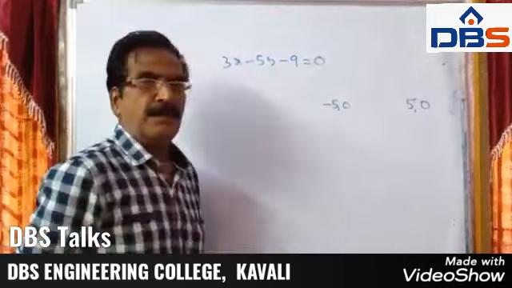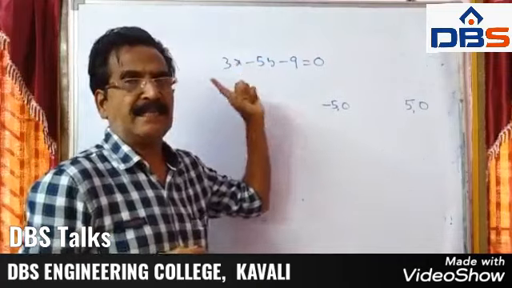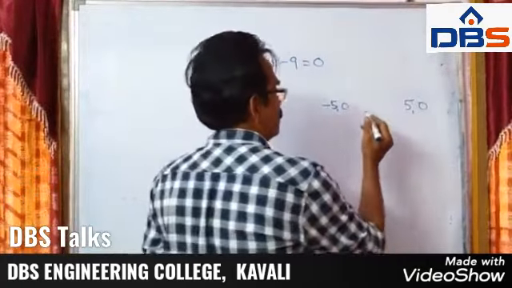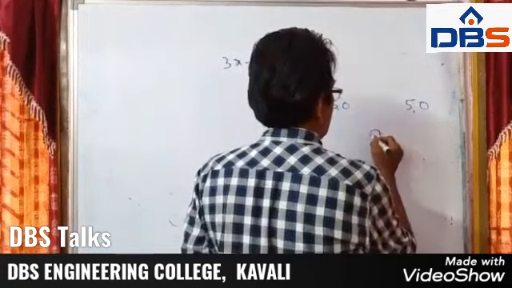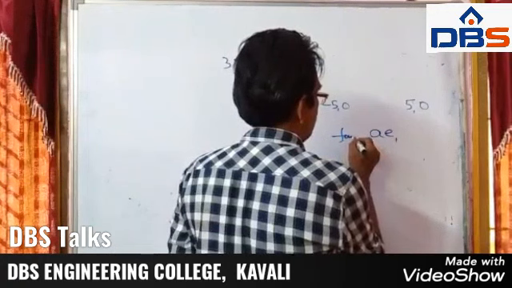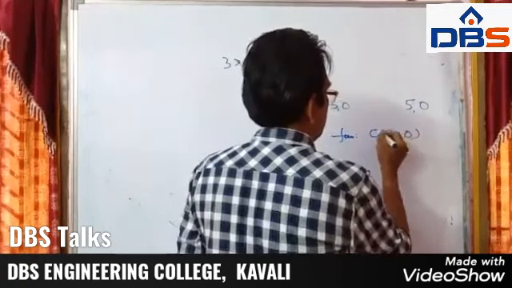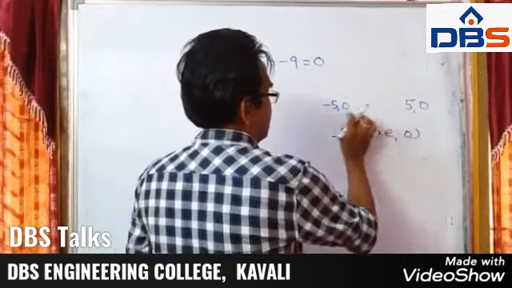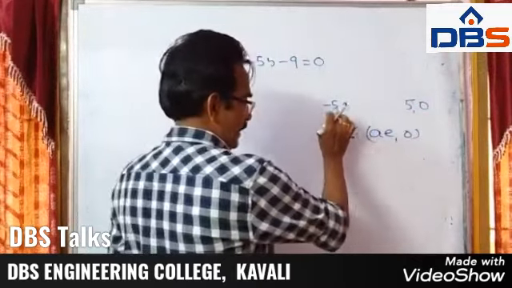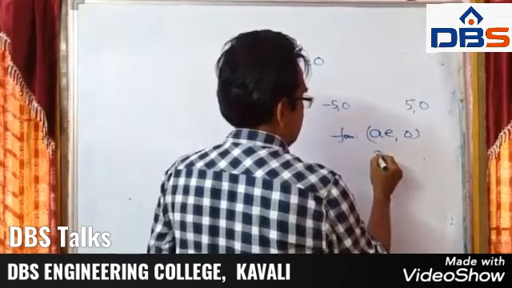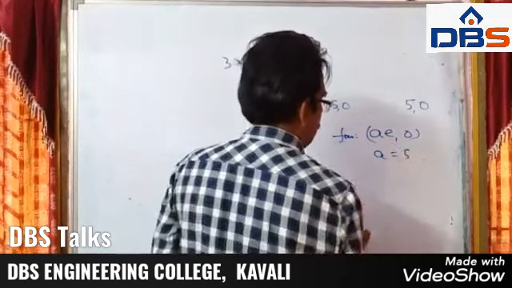Focus lies on this line. Focus we know is (ae, 0). So focus is this, (ae, 0). And this, the ends of major axis are (a, 0) and (minus a, 0). So a is equal to 5 units.